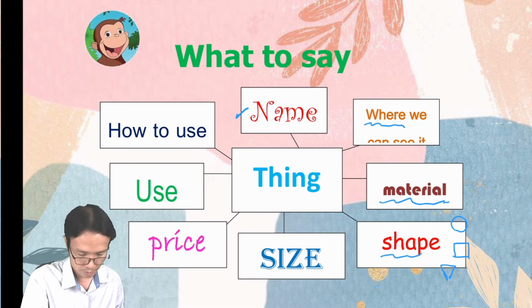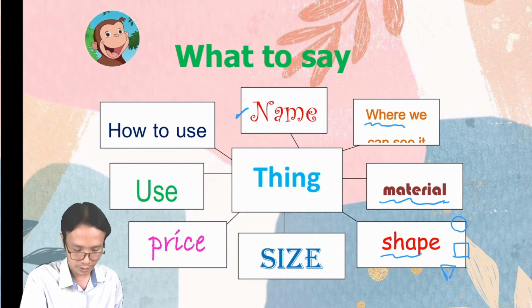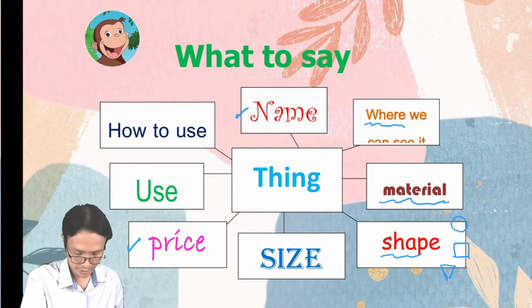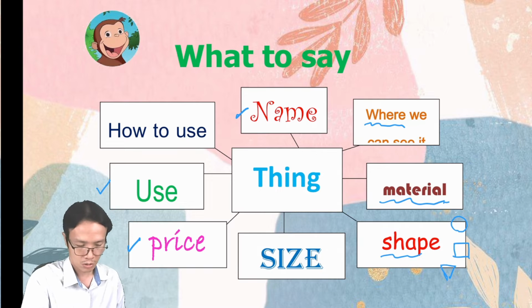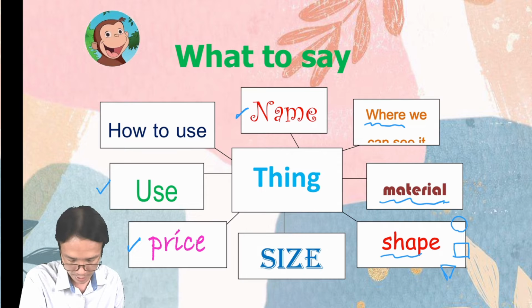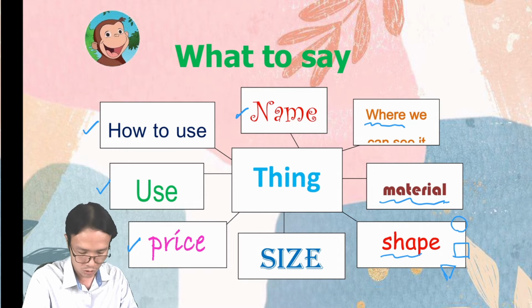Sizes: big, small, long, short, anything. And then you can talk about the price. How much is it? How much are they? And you talk about the use. What do you use it for? What do we use it for? And then the way you use it, how to use it.